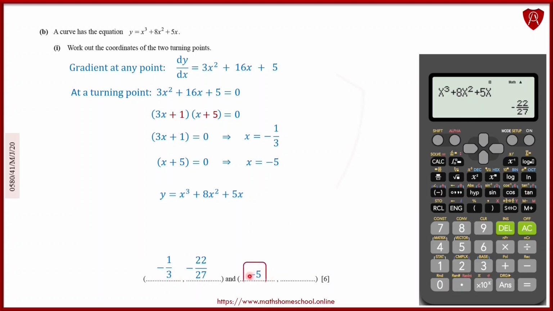We then substitute x equals negative 5 in the same equation to find y corresponding to this x value. So the formula is still in place. Press calc, enter negative 5 as the value of x, press equals. We get 50, and that is the value of y. We have the coordinates of the two stationary points.